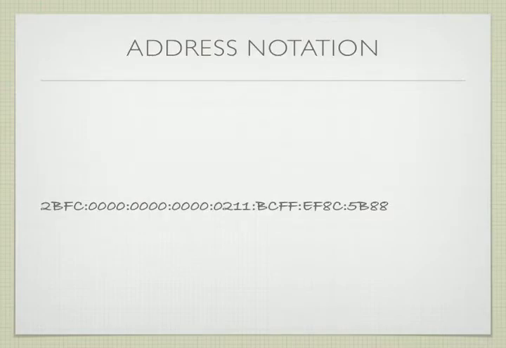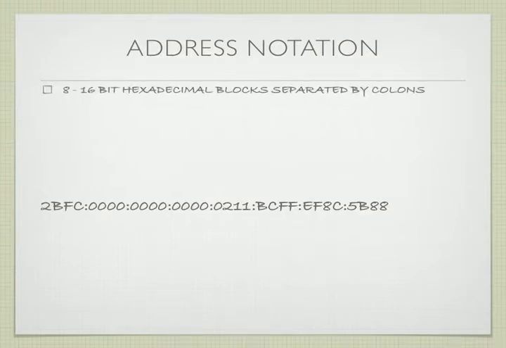Okay, let's take a look at the address notation and what addresses look like. This is a fully enumerated IPv6 address with all 8 sections and all 4 hexadecimal numbers in each section. So, 8 16-bit addresses in hexadecimal separated by colons.